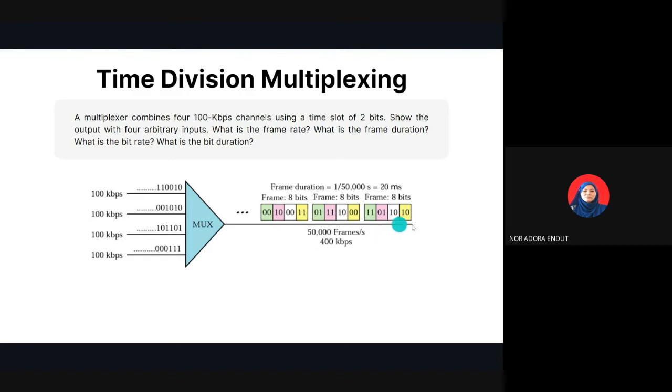Okay, dan since setiap satu time slot ada 2 bits, jadi kali 4, jadi ada size of the frame adalah 8 bits. Okay, and then we have 50,000 frames kali 8 bits, then the data rate of the link will be 400 kilobits per second. The frame duration, okay, sebab dia hantar 50,000 frames per second, then the frame duration will be 1/50,000, okay, or 20 milliseconds.